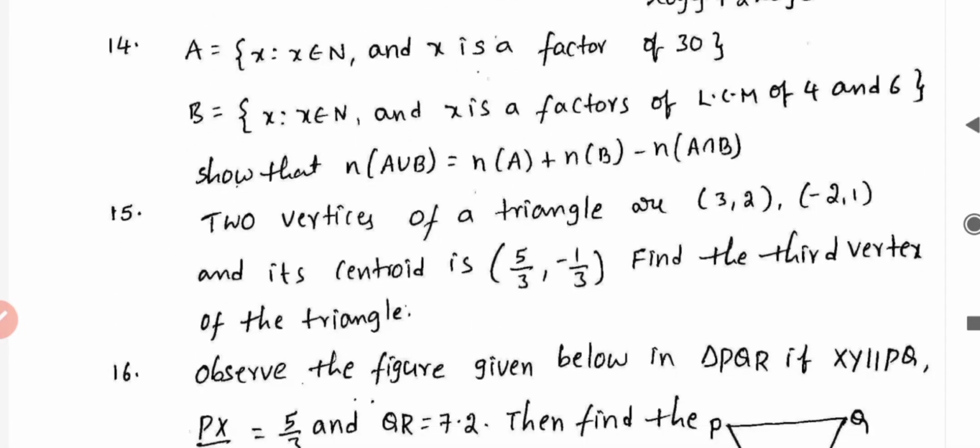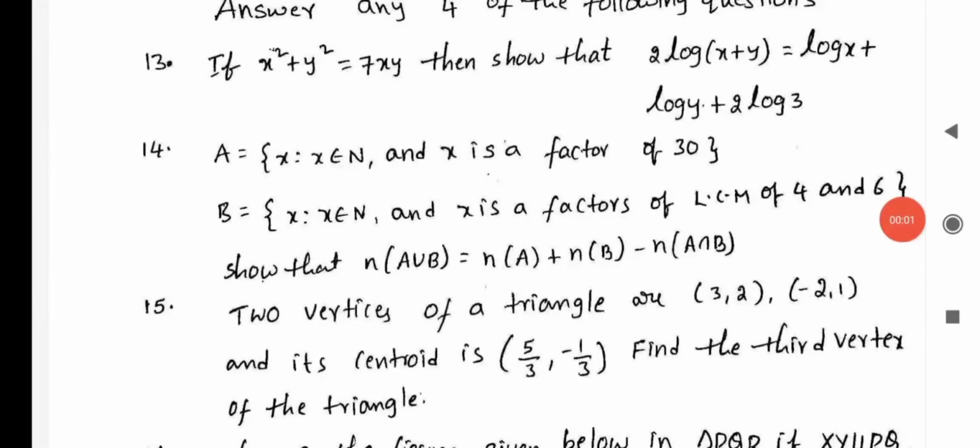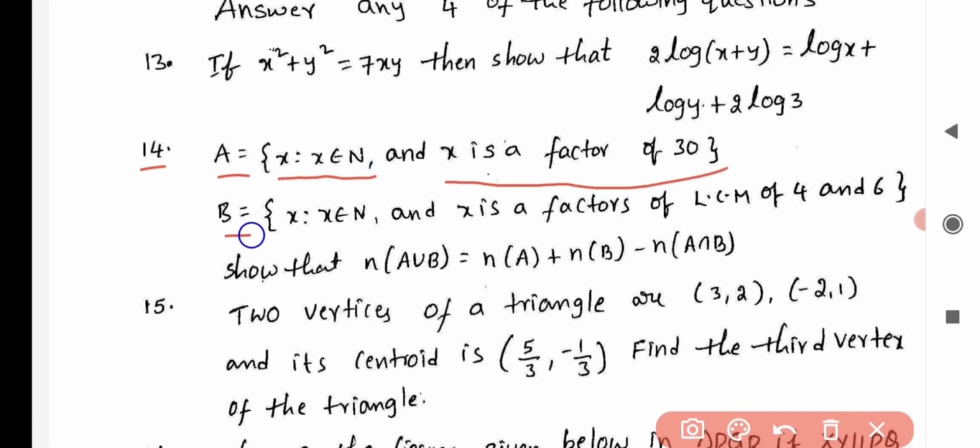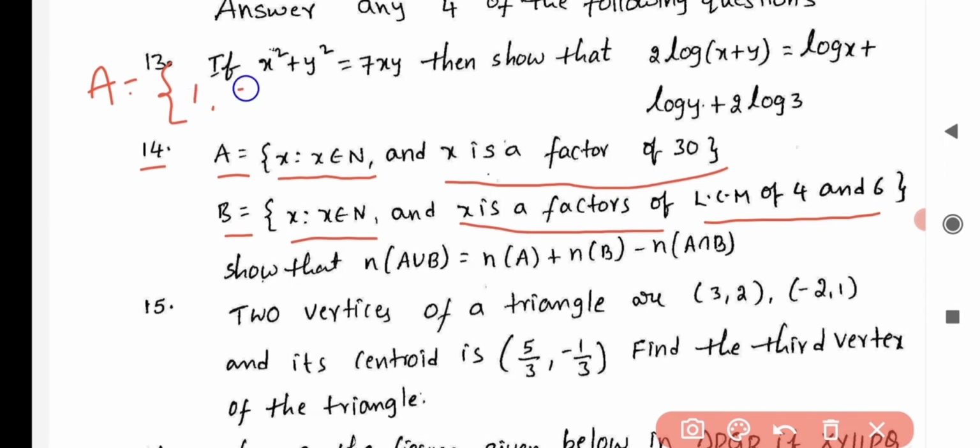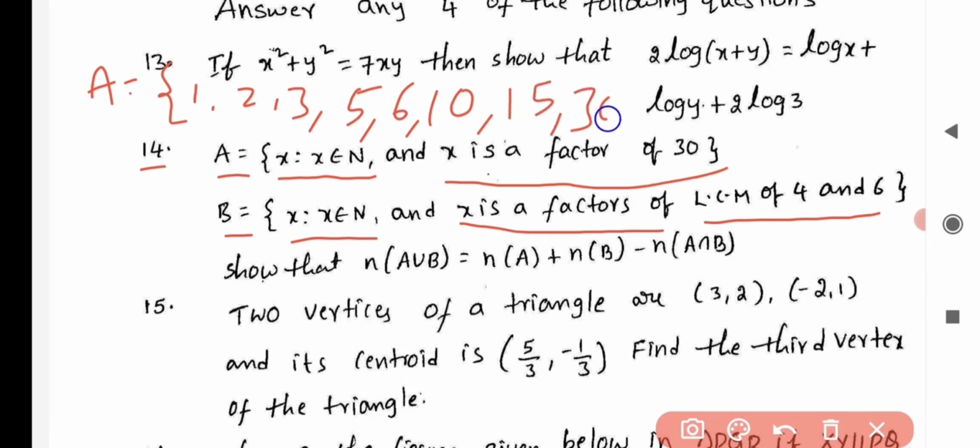Next, the 14th one. If A equals {x such that x belongs to N and x is a factor of 30}, B equals {x such that x belongs to N, x is a factor of LCM of 4 and 6}. First set A: what are the factors of 30? 1, 2, 3, 5, 6, 10, 15 and 30. This is set A.